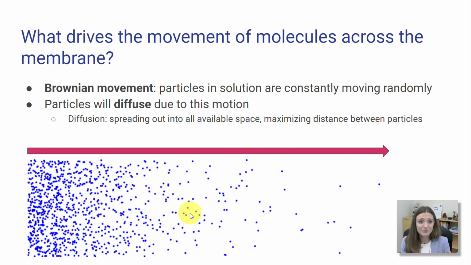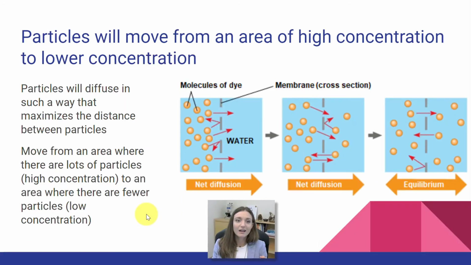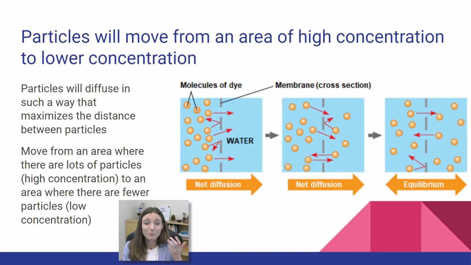Now, all we're going to do is throw a membrane in the middle of this, and if those molecules can fit across the membrane, they will diffuse across the membrane. And ta-da! We have passive transport. So, particles will follow that process of moving from an area of high concentration to low concentration across a membrane, if that membrane has space for them to diffuse across, or if they're a molecule that will move across that membrane.